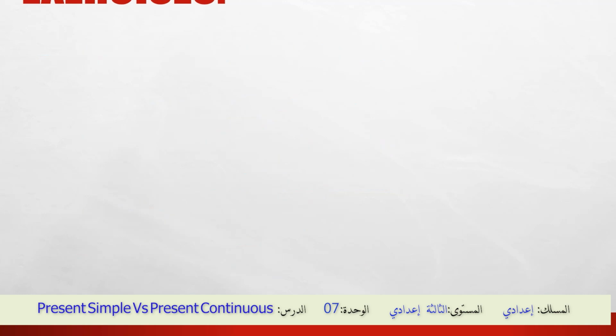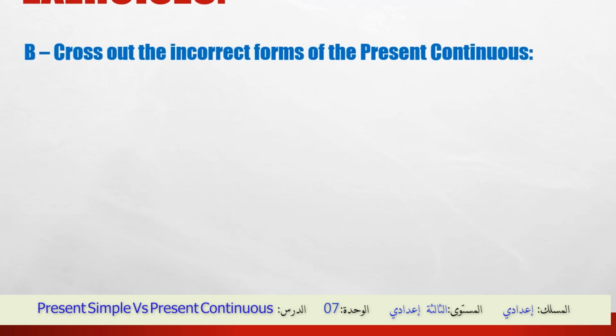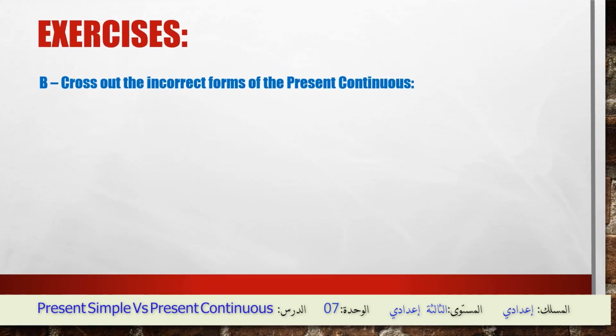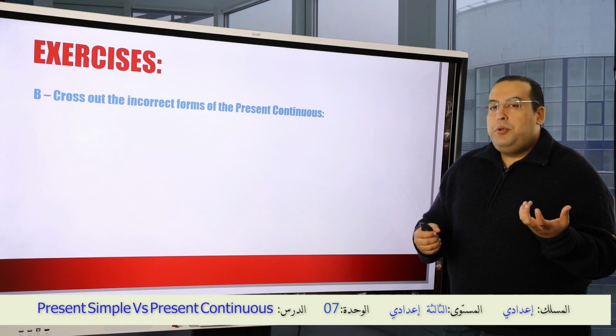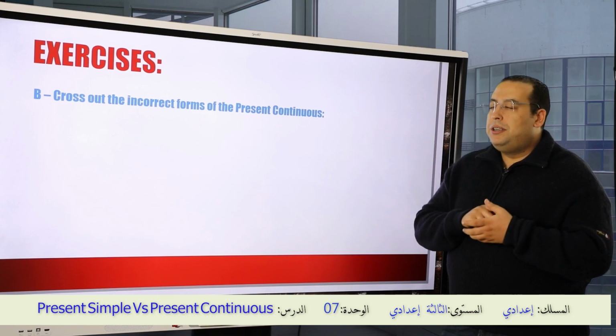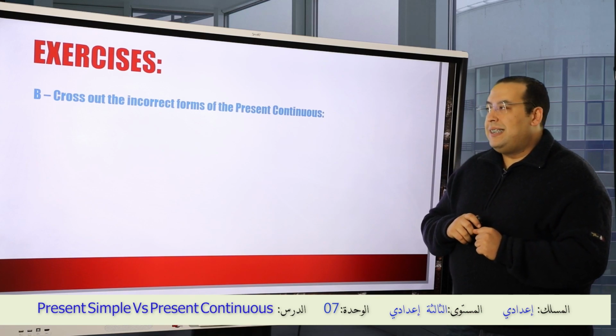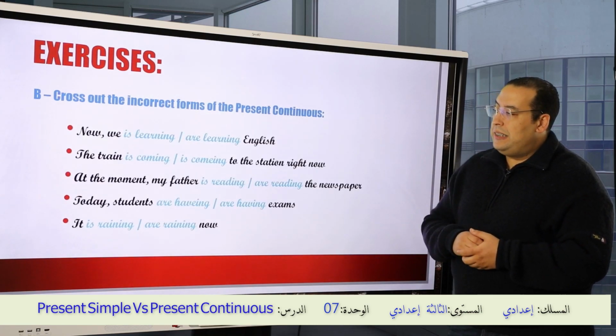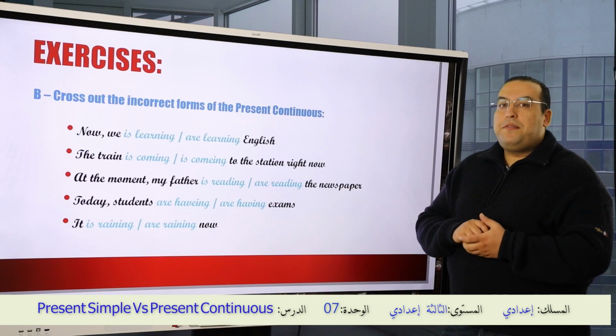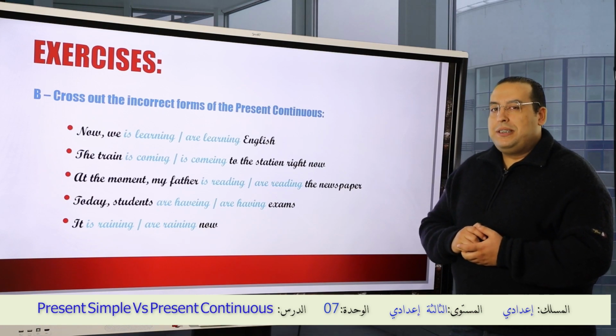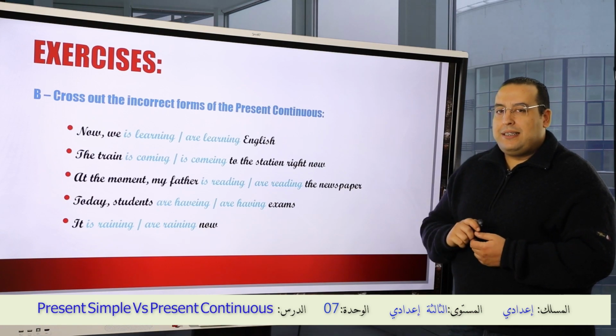Good. We move to the next exercise in which you have to cross out the incorrect forms of the present continuous. We have a correct form and an incorrect form. The incorrect form, you should cross it out to leave only the correct one within the sentence. And these are the sentences, and you will have a little time to solve this activity. Meet you after that.